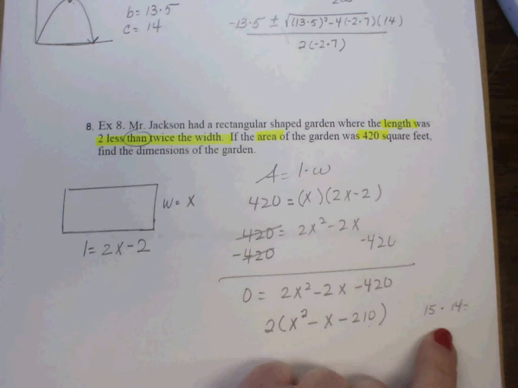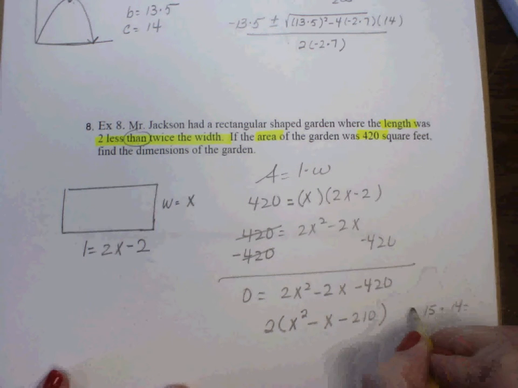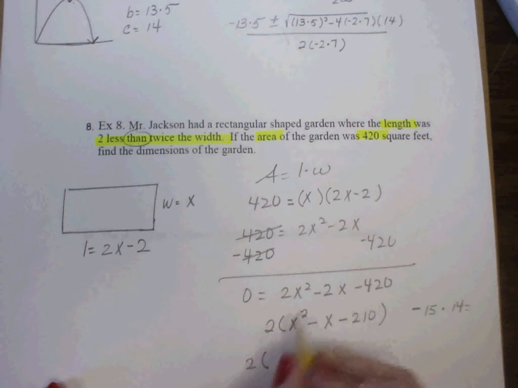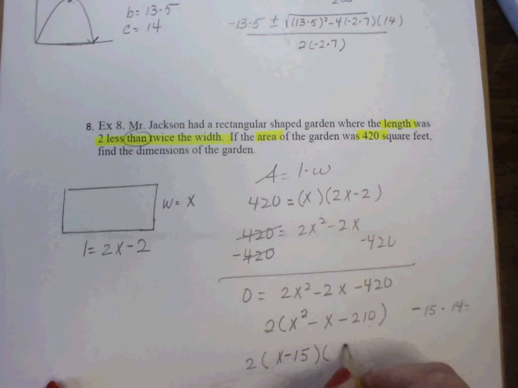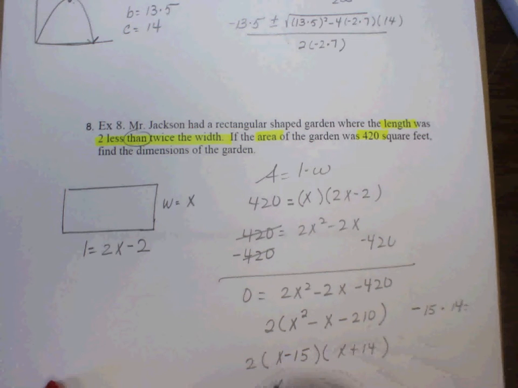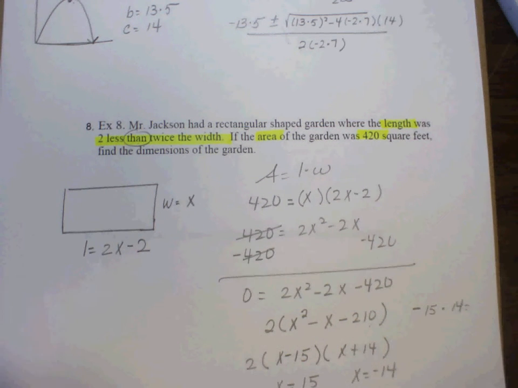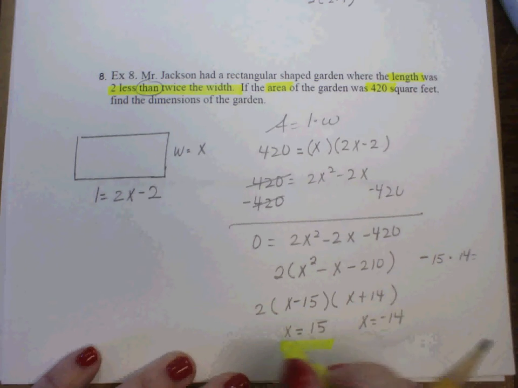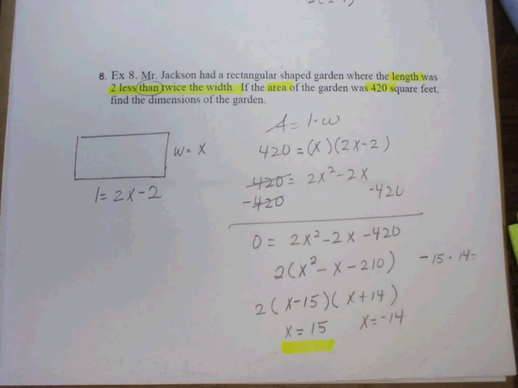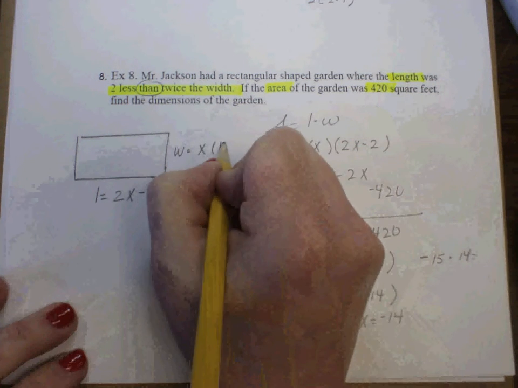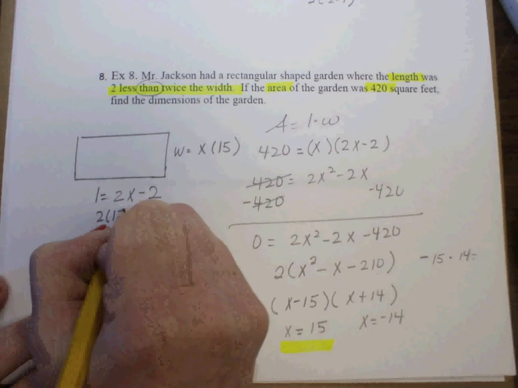And that, when I subtract, does give me 1. Now, one of them needs to be negative, so 15 needs to be negative. So then that becomes x minus 15, x plus 14. So my zeros would be 15 and negative 14. Now, if this is length, would you pick negative 14? No, because there's no such thing as a length of negative 14. So the length has to be 15. So this would be 15, and that is 2 times 15 minus 2.